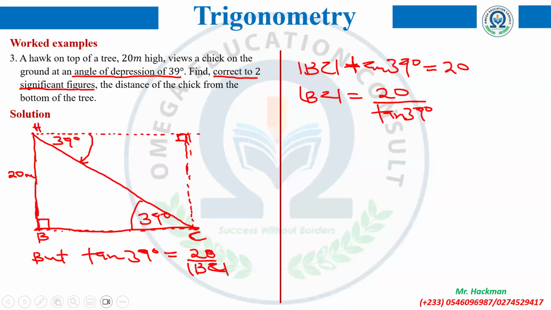Now the next one becomes a calculator. Quickly, those with calculators. You can see that I didn't do my approximation before coming to this. I finished my change of subject before now coming to use my calculator. So let's see: 20 over tan 39 degrees. My professors, I'm relying on you, quickly. 24.697. 24 point 697.